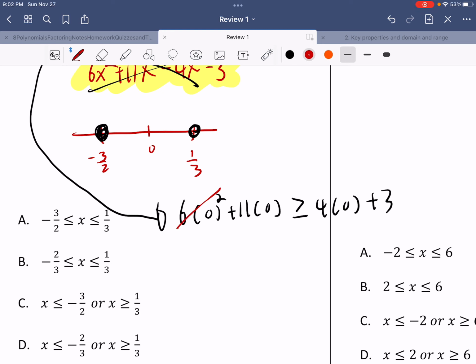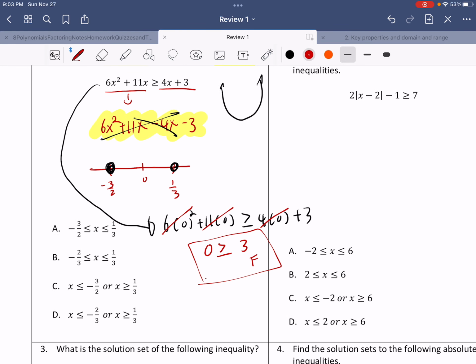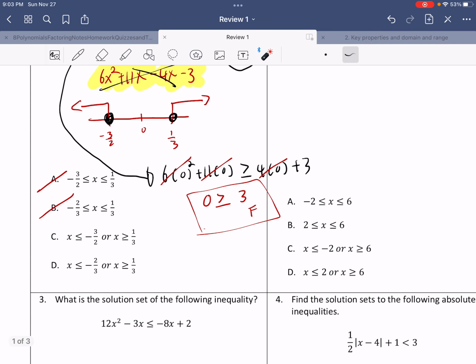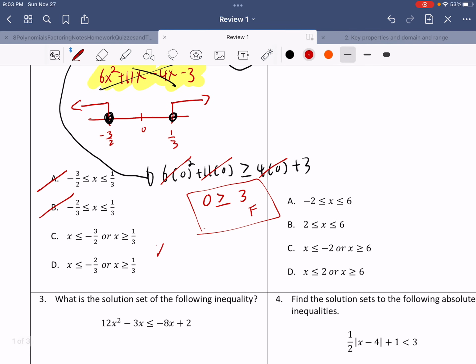6 times 0 is 0. This is 0. So I get 0 is greater than or equal to 4 times 0 is 0. I have 3. 0 is greater than or equal to 3. Is that true or false? False. So this one, I'm doing it by hand. Okay, but you can use calculator, obviously. That's going to be easier. So if it is false, it goes to the outside, which means it's going to be an or statement. So I will cancel this 2. So your answer is going to be one of these two. So here we go. X is, always copy this direction, less than negative 3 over 2.